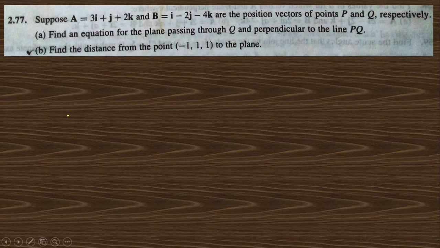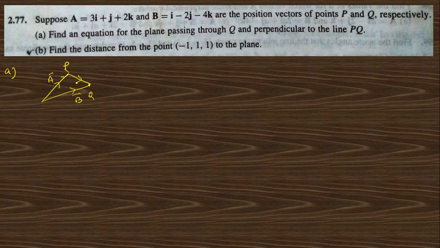Suppose a vector and b vector are the position vectors of P and Q respectively. Find the equation of the plane passing through Q and perpendicular to line PQ. This point is P, whose vector is a vector, and the other one is b vector. This point is Q. So the plane is passing through Q and perpendicular to the PQ line.